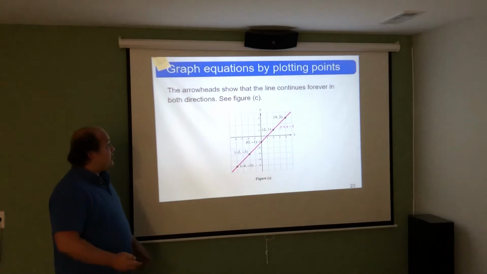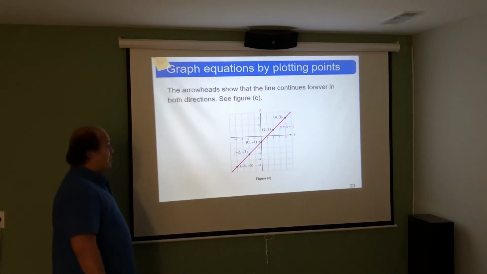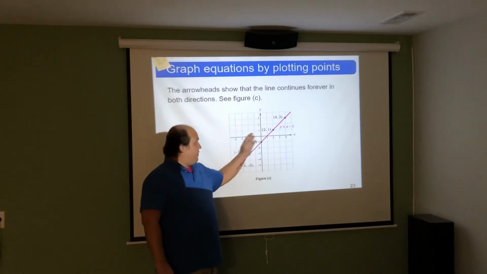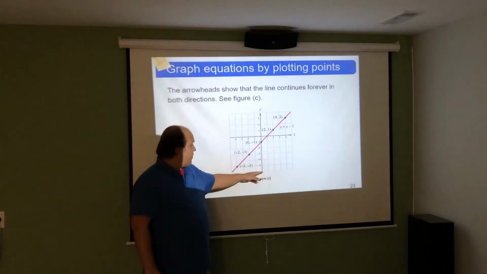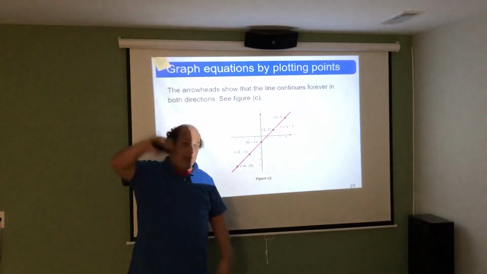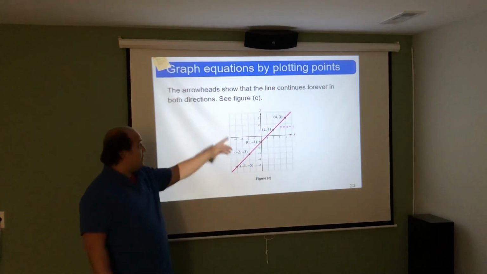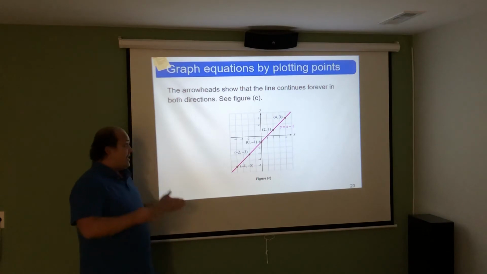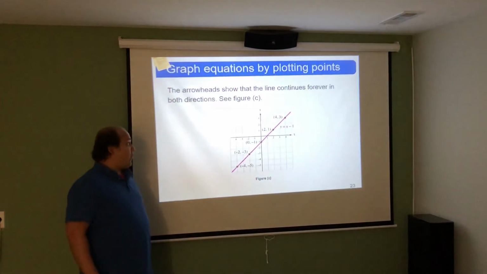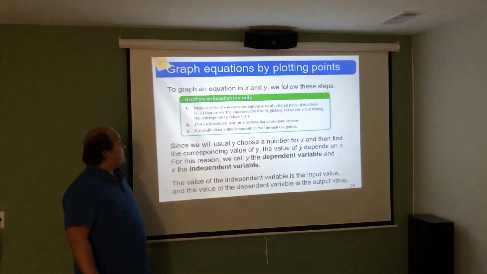So the arrowheads just show that the line goes on forever. So really, I'm only seeing from -5 to 5 in the x direction, from -6 to 4 in the y direction, but if I kept on going, this line would keep on going. So by putting the little arrows at the end, it's just showing it's not a line segment that stops on the part that we're seeing. It goes on forever in both directions.